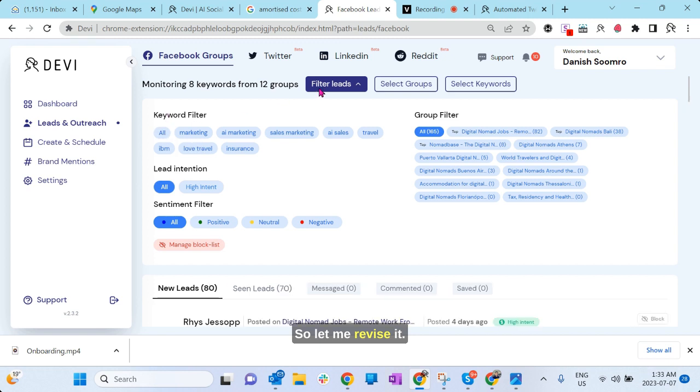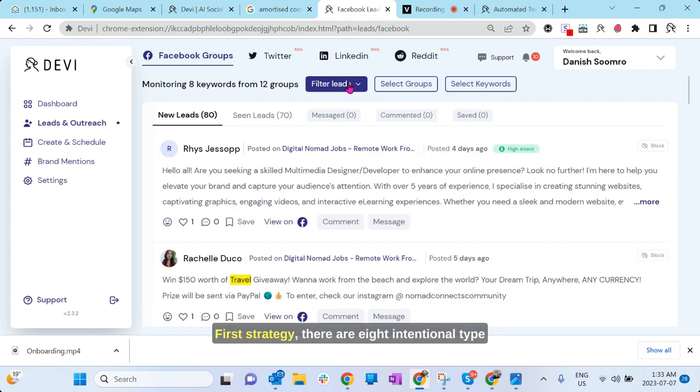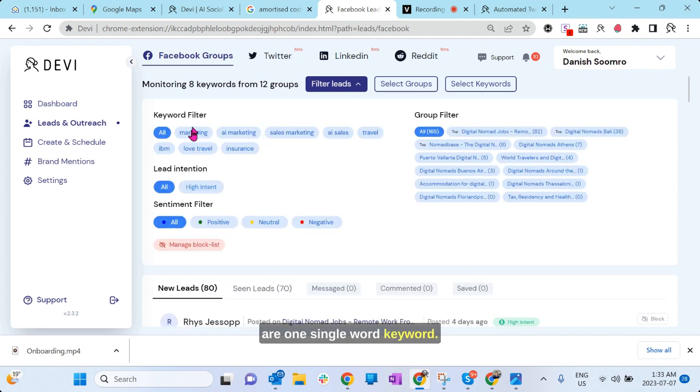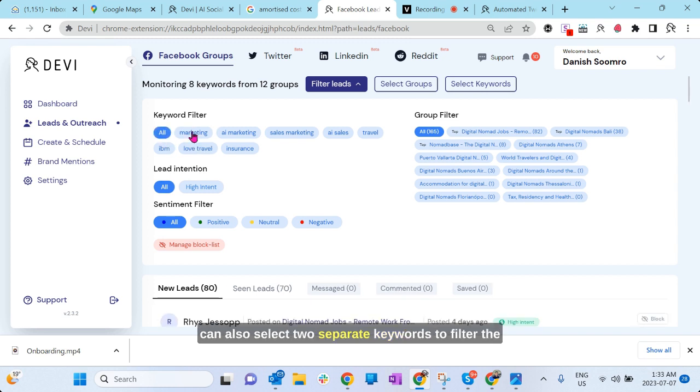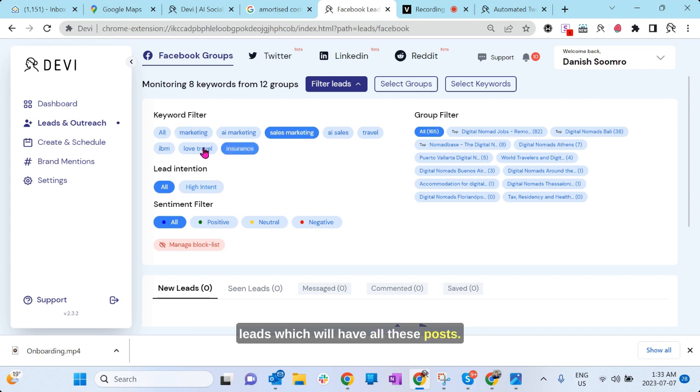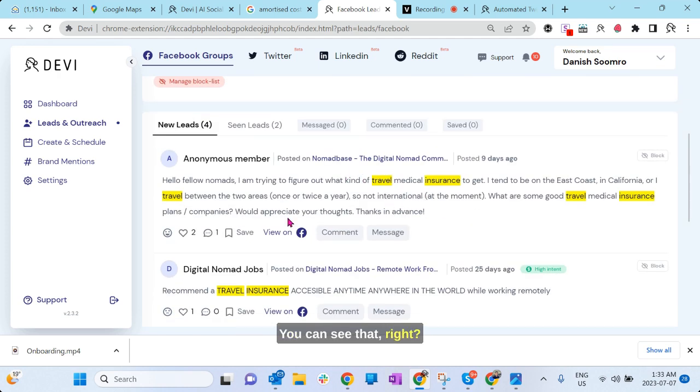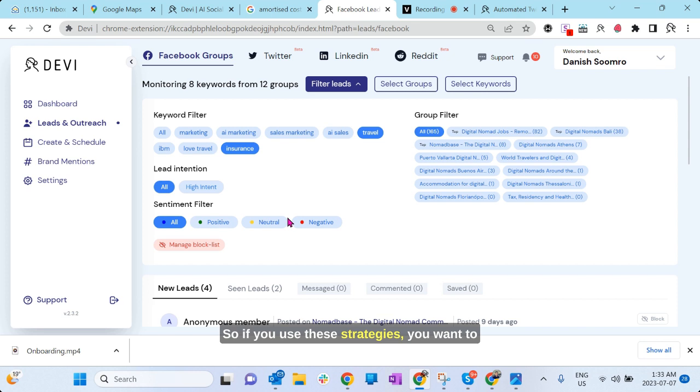So let me revise it. There are eight intent types of posts, what people are looking for on social media. You can add a direct keyword, which is a single-word keyword. You can add a multi-word keyword, and then you can also select two separate keywords to filter the leads, which will show all the posts that have both, for example travel and insurance. If you use these strategies, you're going to remove the noise and find the good stuff, good leads, good people.